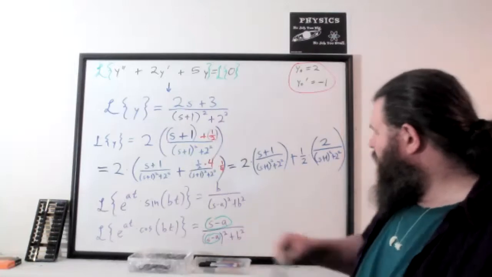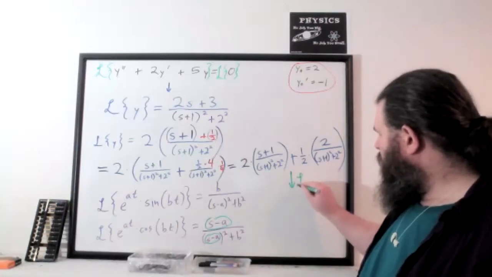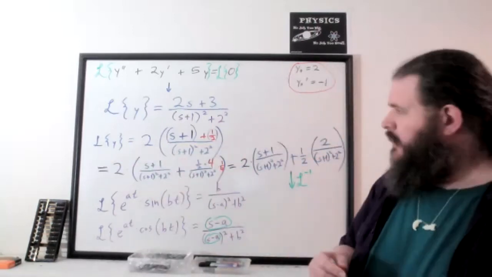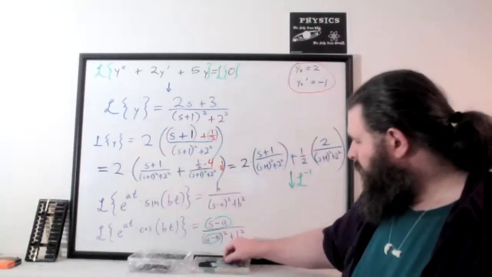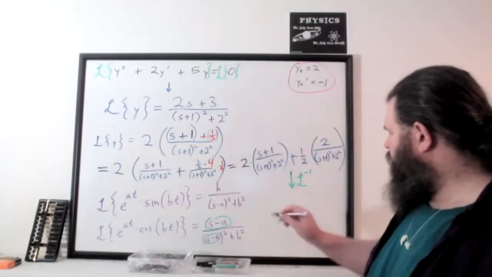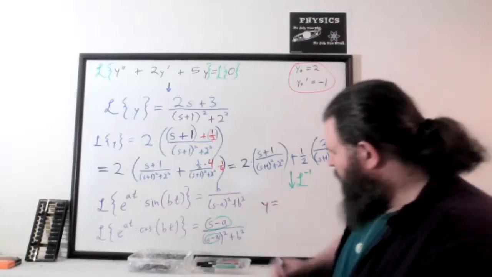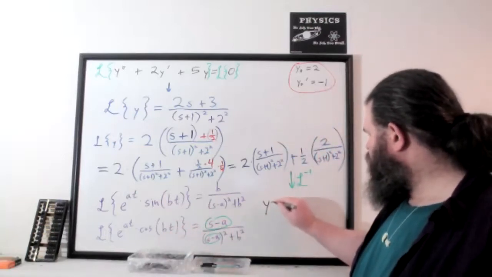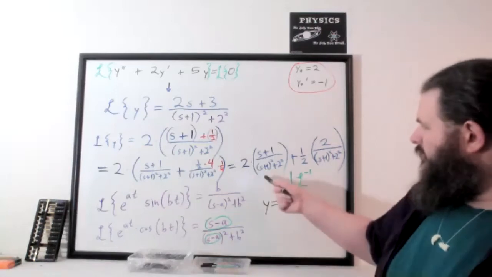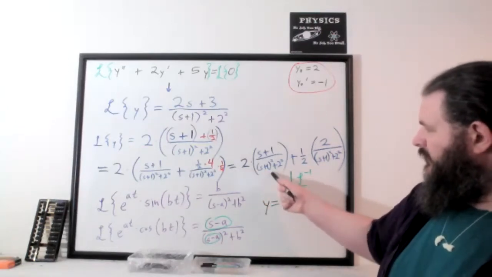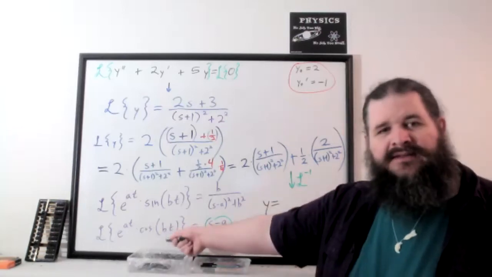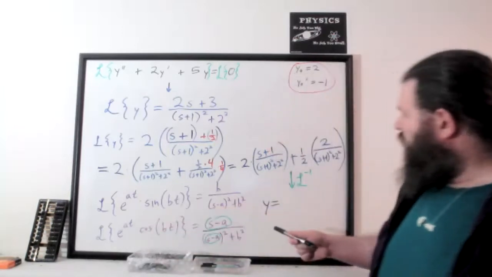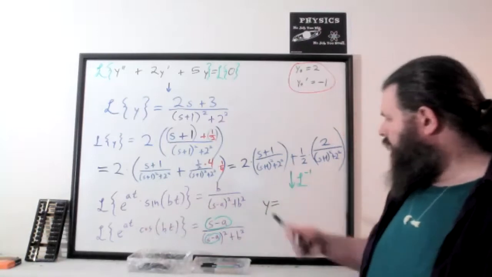And now we can actually take the inverse Laplace transform. Formally, we're taking the inverse Laplace transform on both sides of the equation. On the left side, that just turns into y. Looking at each term individually, we've got 2 times something that turns into e to the at cosine bt when we take the inverse Laplace transform. It's just that we now know a is -1 and b is 2. So we can write that out.